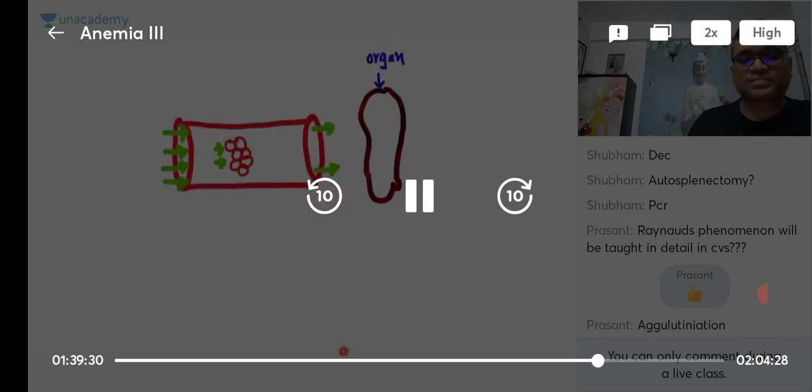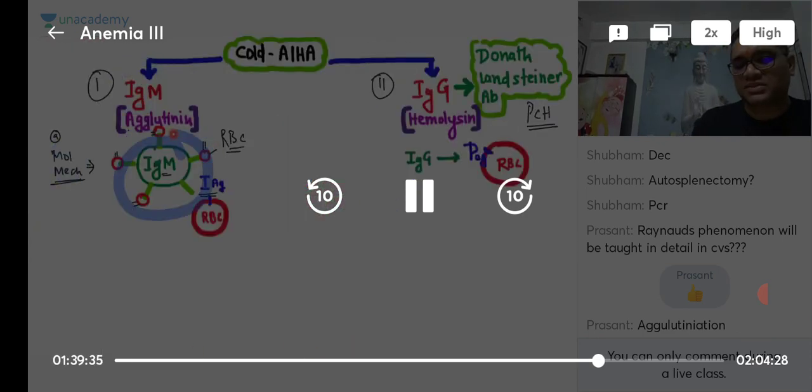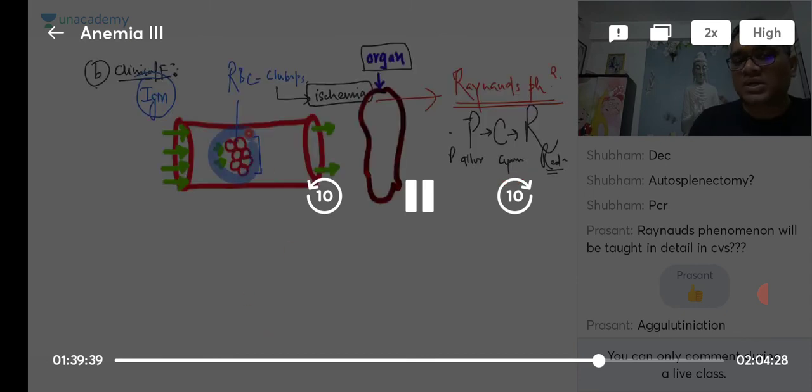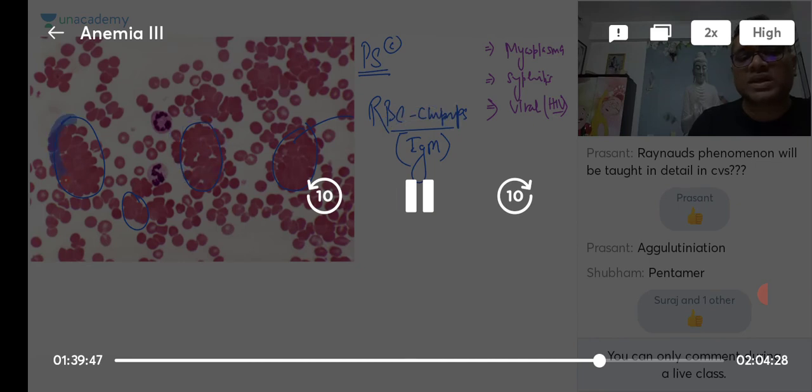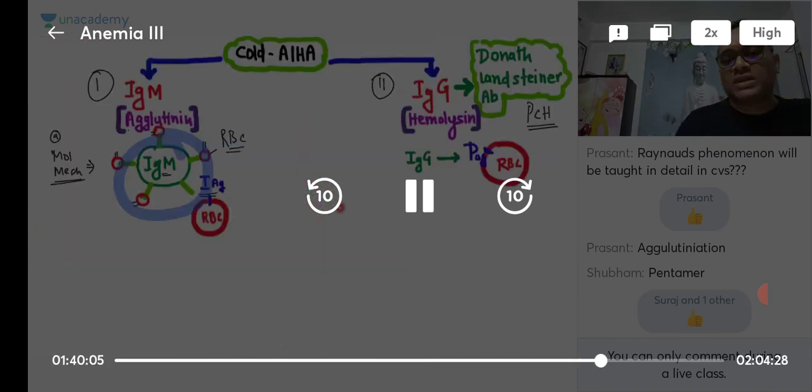Everybody understood this or not? IgM is agglutinating, forming the clumps. Molecular mechanism, clinical finding: clumps obstruct the blood flow, causing ischemia. RBC clumps, ischemia, Raynaud's phenomenon. And when you take out the blood sample, you also see the clumps on the peripheral smear. So these RBC clumps are all because of IgM, the cold agglutinin antibody associated with mycoplasma, syphilis, and viral infection. Clear? That is the agglutinin. Now come to the hemolysin. What will happen in hemolysin?